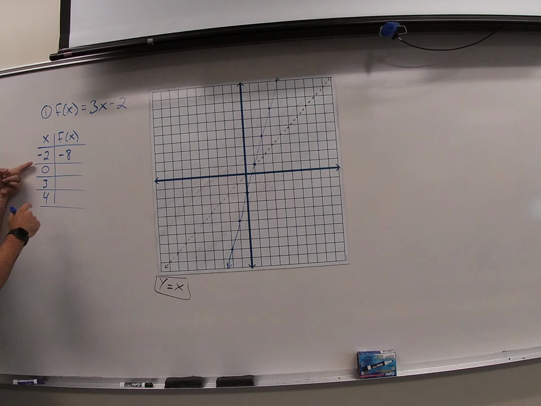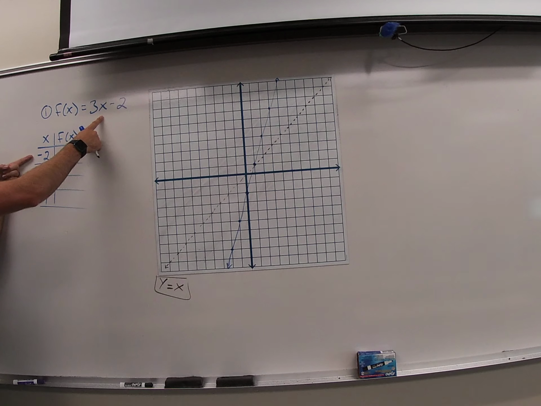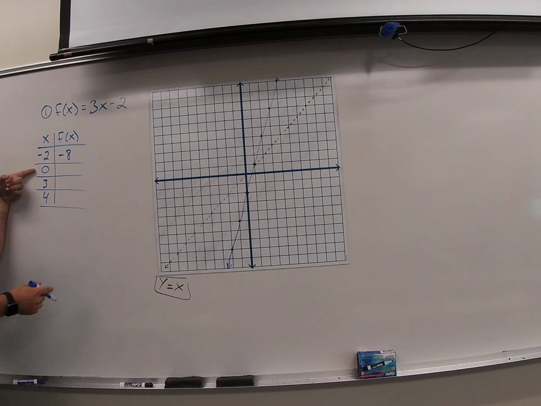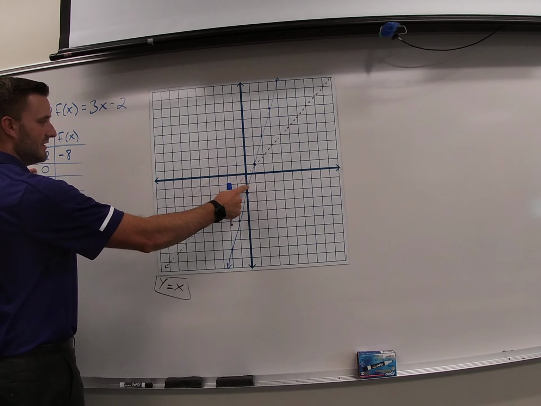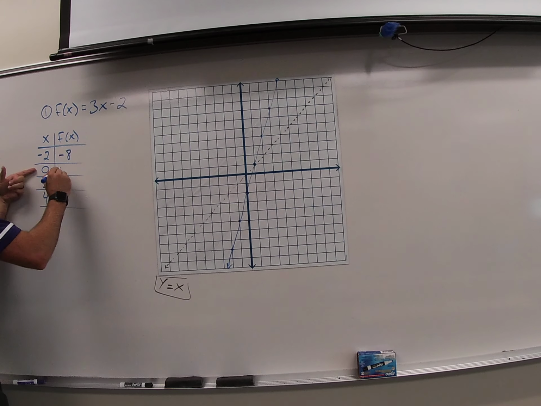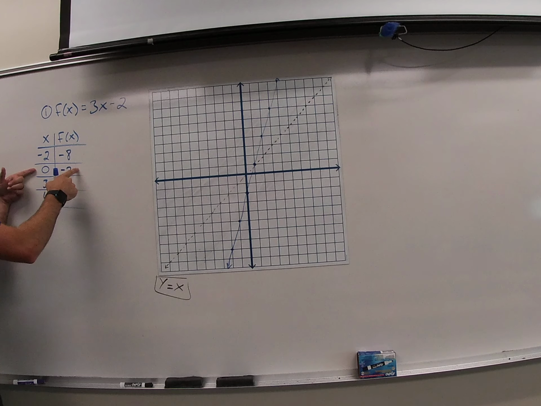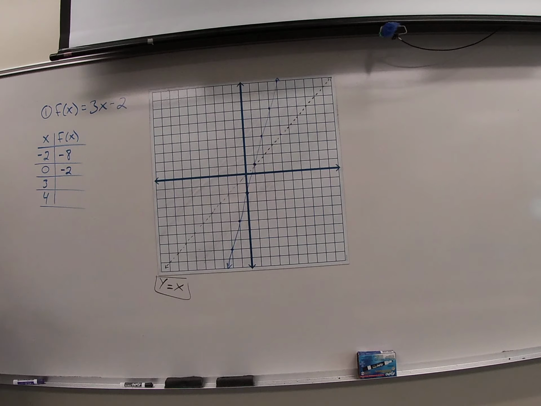Now, if you don't want to actually use your graph to find those, you can plug it in. So 3 times this negative 2 is going to give me a negative 6. At negative 6, taking away another 2 is negative 8. Now, when x is 0, if you look at your graph, when x is 0, y is negative 2. Or when x is 0, 3 times 0 is 0, minus 2 is negative 2. However you decide is fine.